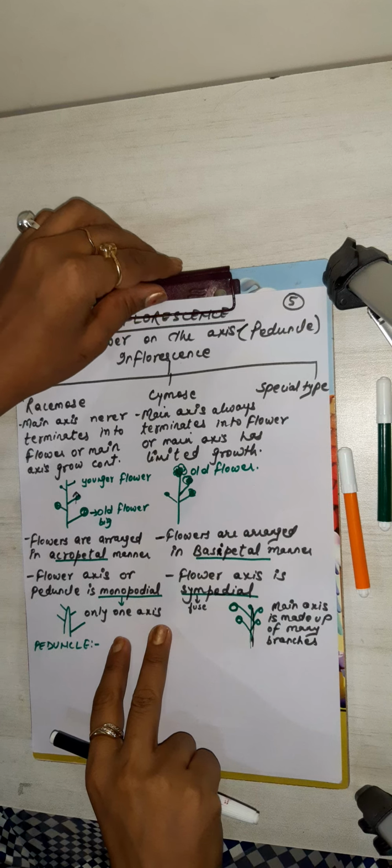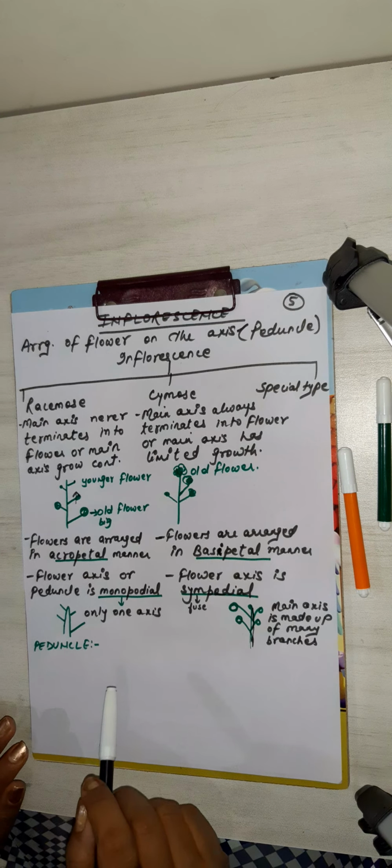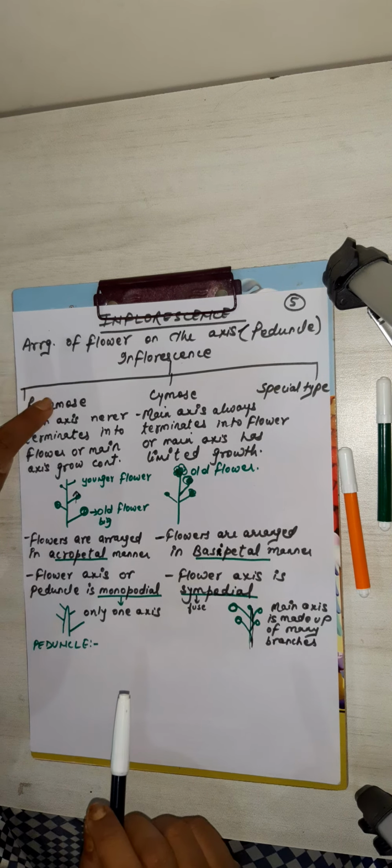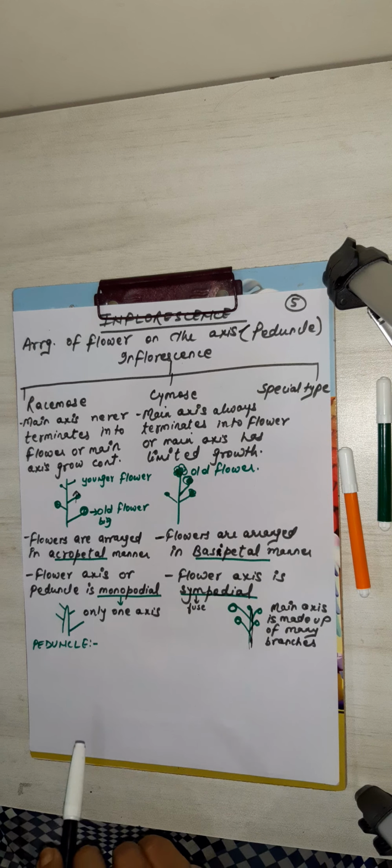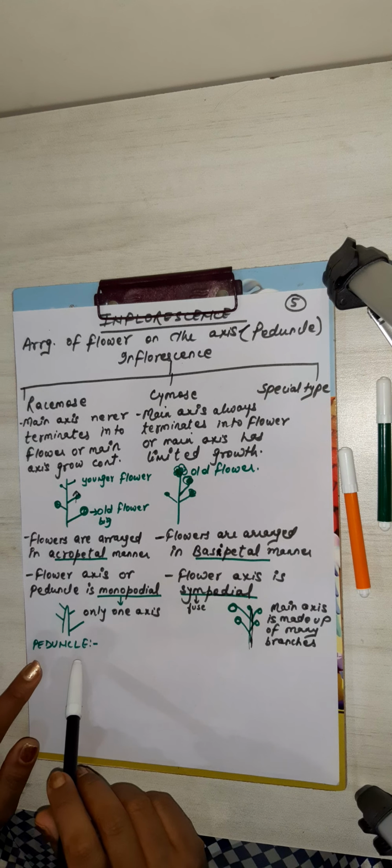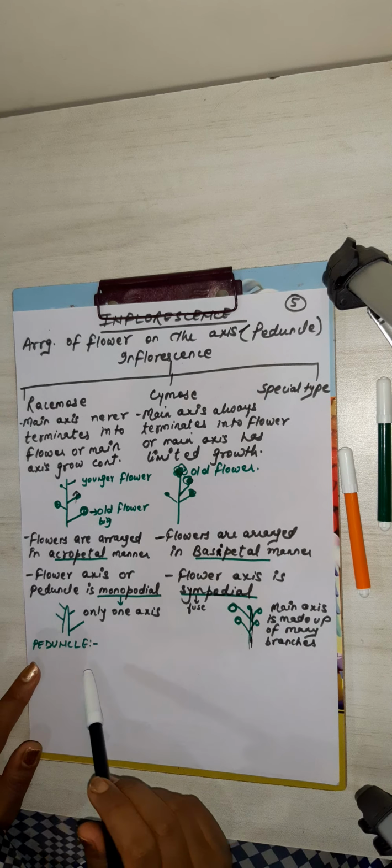We have to continue with inflorescence. Today we will study types of racemose inflorescence. Before starting this, first we will discuss what you mean by the term peduncle.